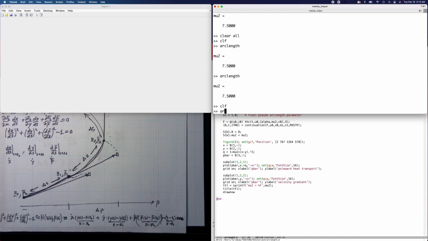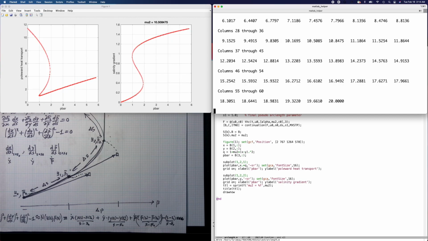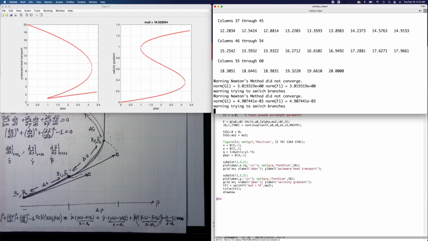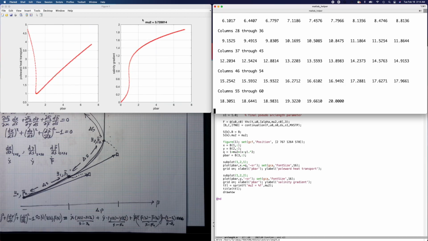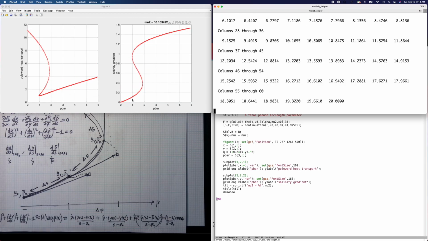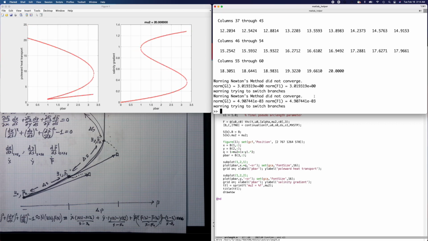CLF, arc length. So you can see the solution bending as I increment mu2. Right? mu2 started at 0. Let me try it again. CLF, arc length. Notice here the mu2 is increasing and the solution is bending, as we increase the nonlinearity.